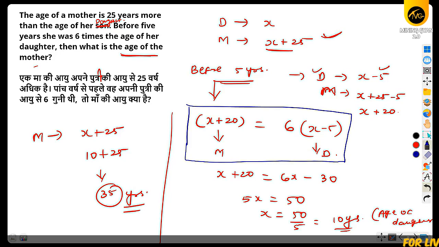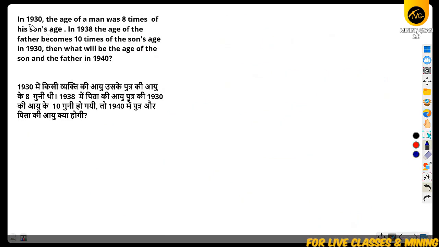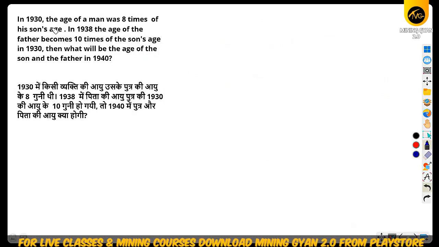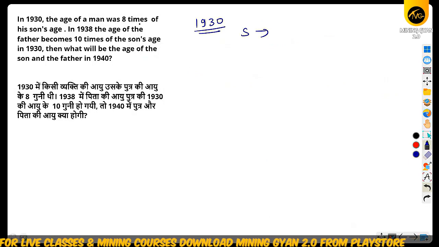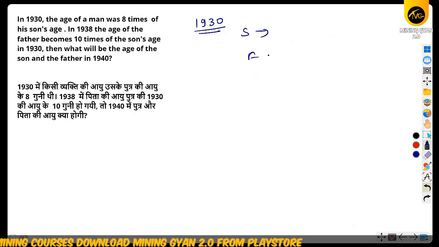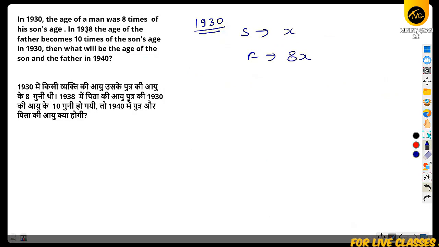Now the next question is, suppose in 1930 the age of a man was 8 times of his son's age. In 1930, okay, there is a year given in the question. In 1930, the age of a man was 8 times of his son. So suppose the son's age is x, and the father's age will be 8 times of his son, that means 8x, right?